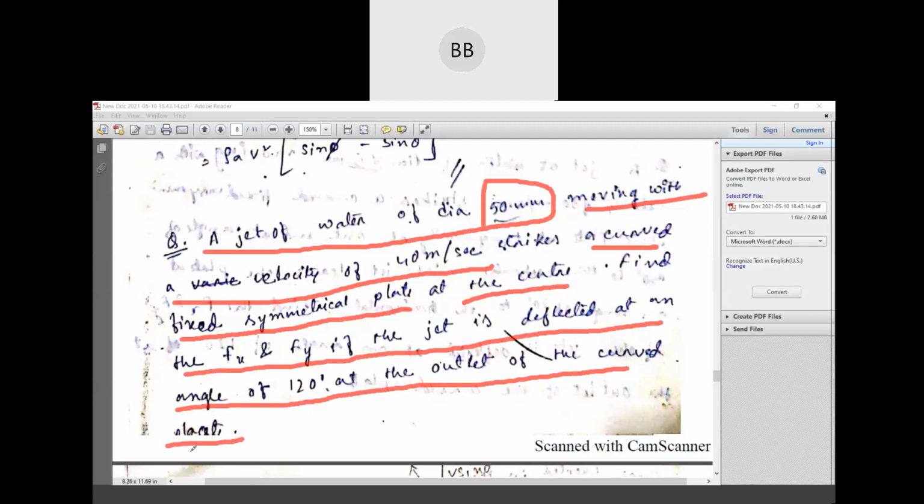What is it? A jet of water of dia 50 mm moving with a velocity of 40 meter per second strikes a curved fixed symmetrical plate at the center. So it strikes at the center and the plate is curved and it's symmetric. So what we have to do, we have to find F of x and F of y if the jet is deflected at an angle of 120 degree at the outlet of the curved plate.